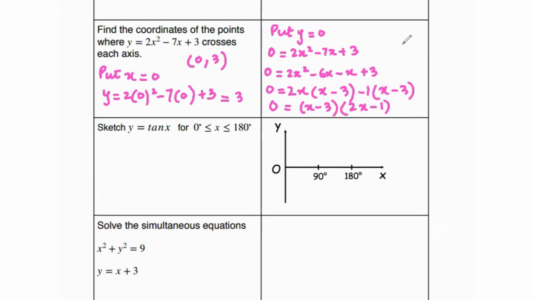So your coordinates are going to be, for the x-intercept, (3, 0) and (1/2, 0). So let me just highlight the answer. This is your y-intercept, and this is your x-intercept.